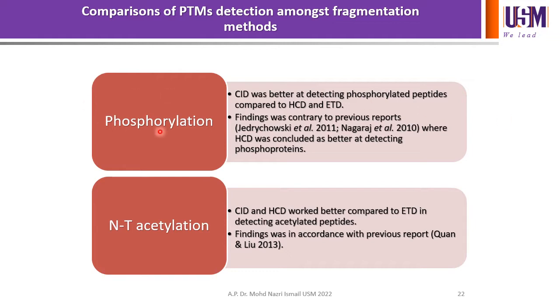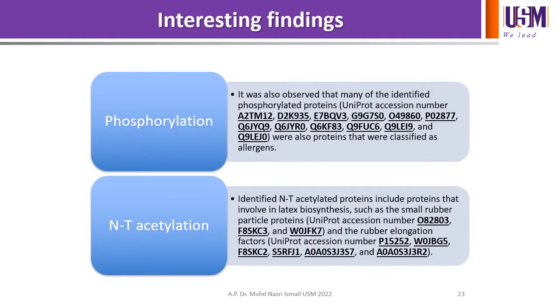For phosphorylation, we found that CID, collision-induced dissociation, was better at detecting these phosphorylated peptides compared to HCD and ETD. Whereas for N-acetylation, both CID and HCD, which is the high energy collision dissociation, work better compared to ETD in detecting acetylated peptides.